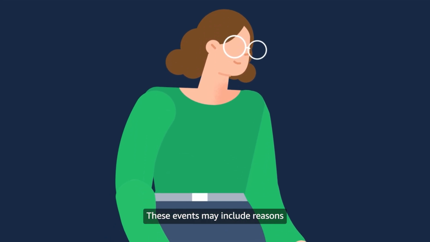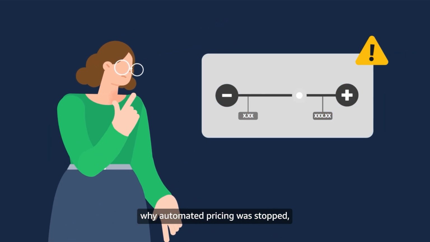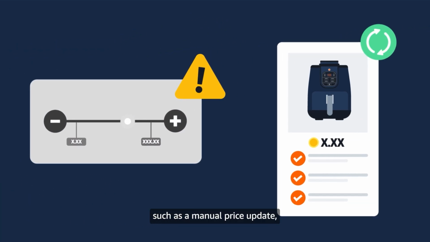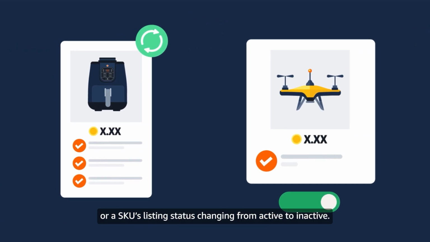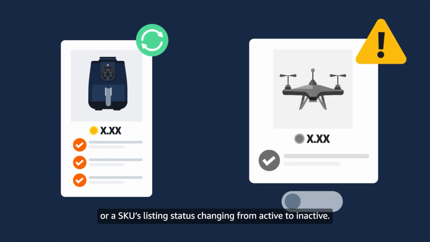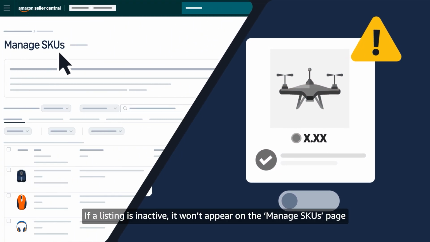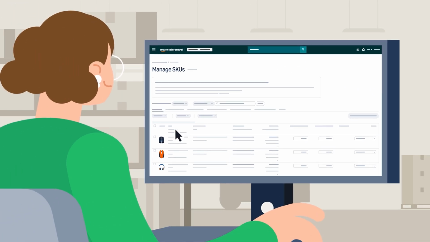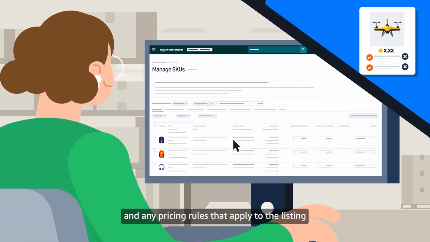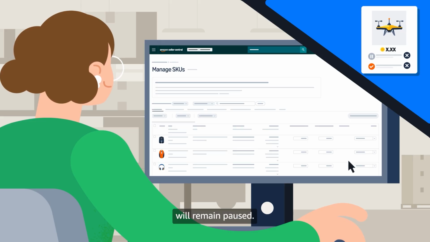These events may include reasons why automated pricing was stopped, such as a manual price update or a SKU's listing status changing from active to inactive. If a listing is inactive, it won't appear on the Manage SKUs page until you fix it, and any pricing rules that apply to the listing will remain paused.